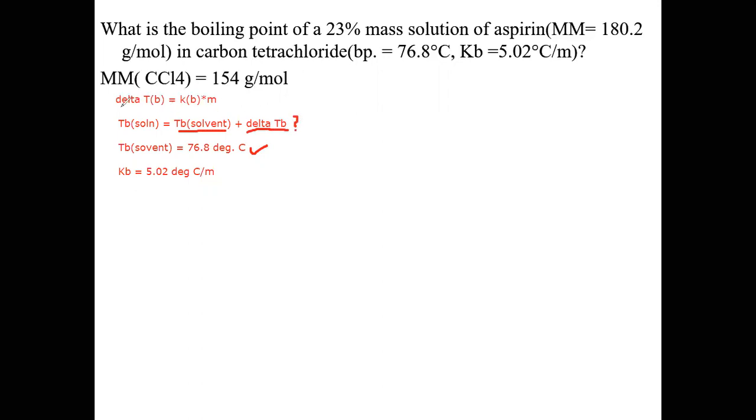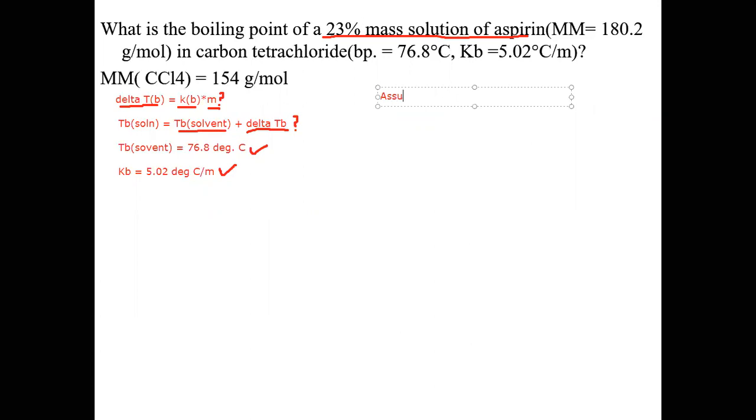So to find the change in the boiling points, we need to know the KB and the molality. Well, the KB we have, the molality we don't have. But what we do know is it's a 23% mass solution of aspirin. So now we have to convert mass percent into molality.